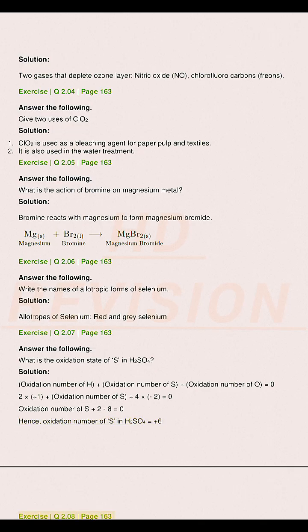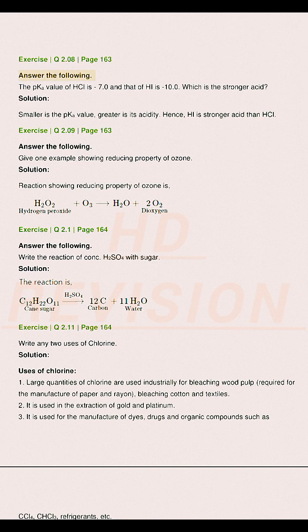Exercise Q2.08, page 163. Answer the following. The pKa value of HCl is -7.0 and that of HI is -10.0. Which is the stronger acid? Solution. Smaller the pKa value, greater is its acidity. Hence, HI is a stronger acid than HCl.